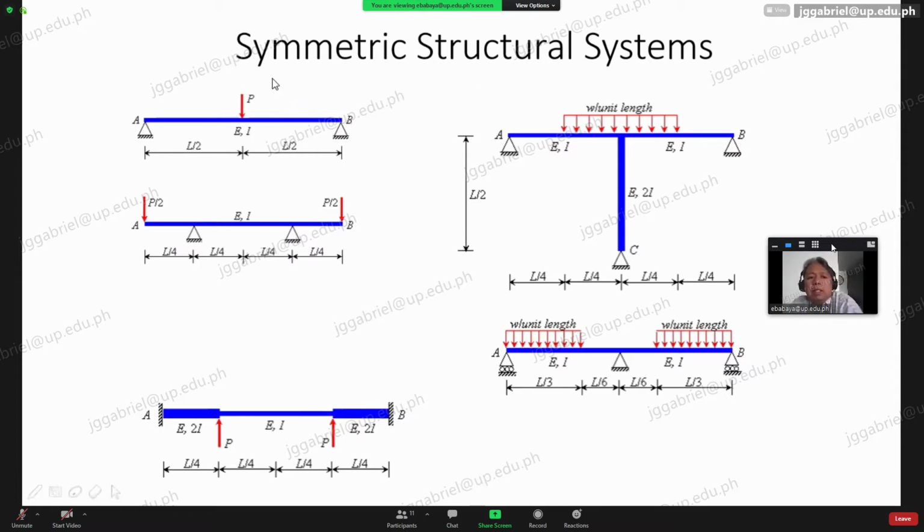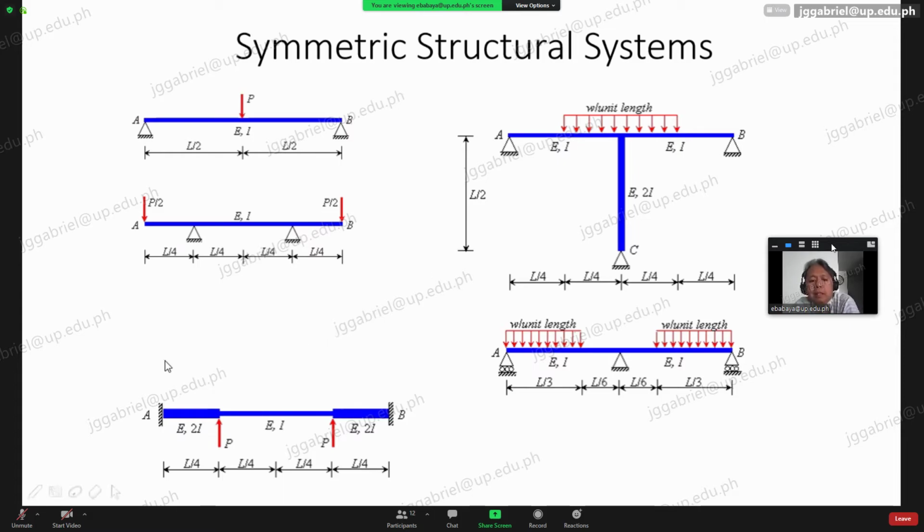Okay, so this one is based on the property of the material, E and I. It's uniform from this point up to that point. So the left and right sides, you could say they're mirror images, not just in geometry but also in the material. Okay, this one also, even if the supports are moved a little from the ends, still they are symmetrical on the left and on the right.